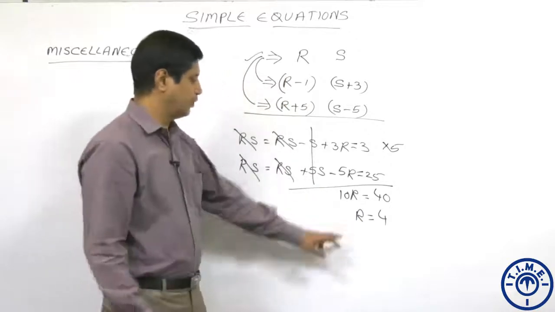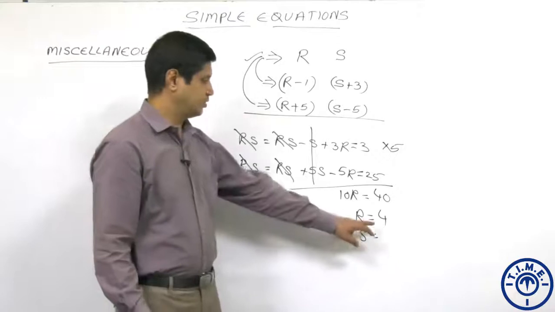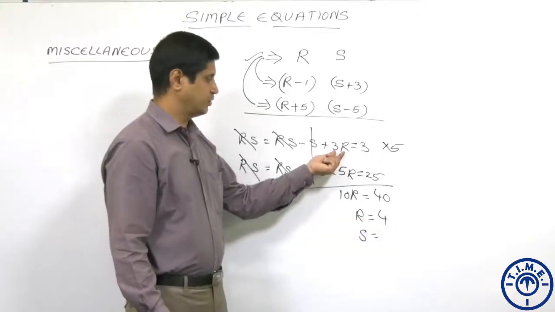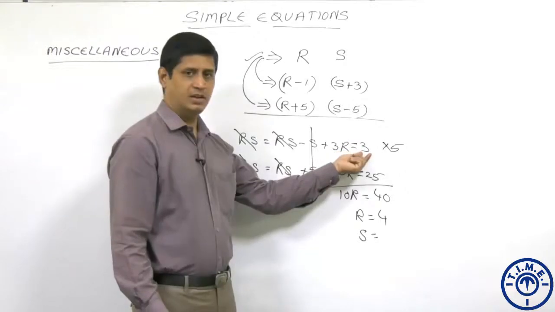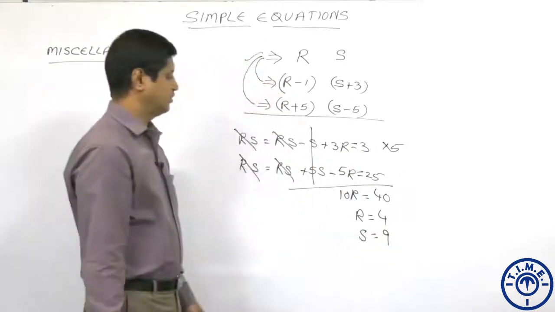When R is equal to 4, what is the value of S? S is equal to, now R is equal to 4, so substitute here: 4 into 3, it is 12. 12 minus 3, 9, that is the value of S. So S is equal to 9, and R is equal to 4.